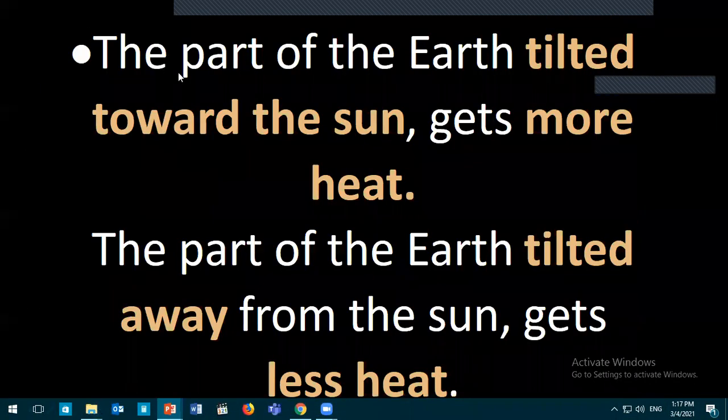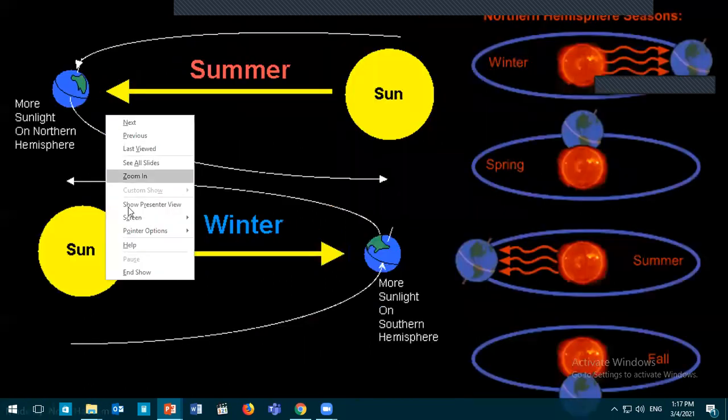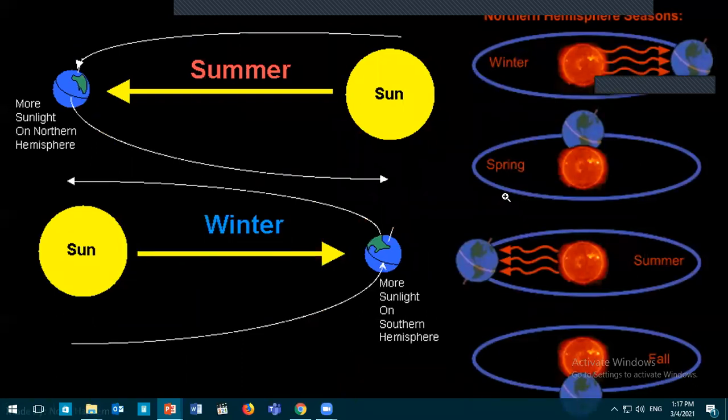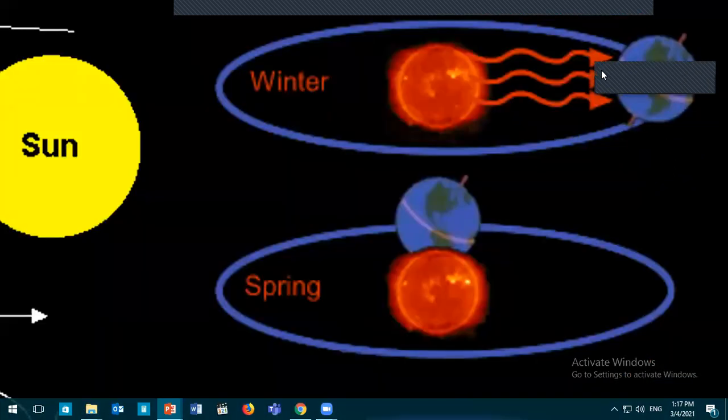And here he says that the part of the Earth tilted toward the sun gets more heat, which means they will have summer, while the part of the Earth tilted away from the sun gets less heat. So winter or summer, when it's getting less heat? What do you think? Yes, winter. So here he's showing you what we're talking about. Let me zoom in. Can you see this?